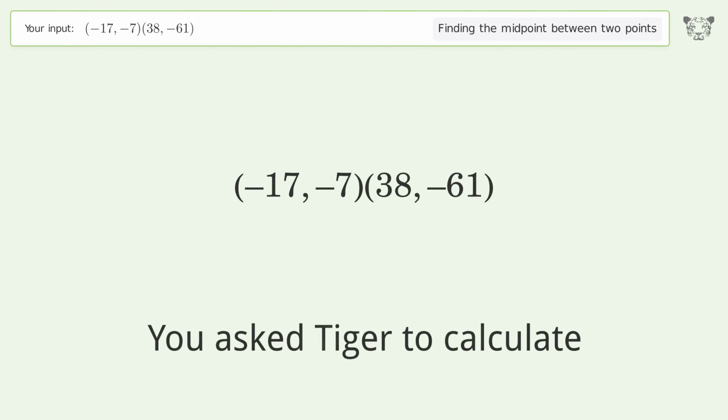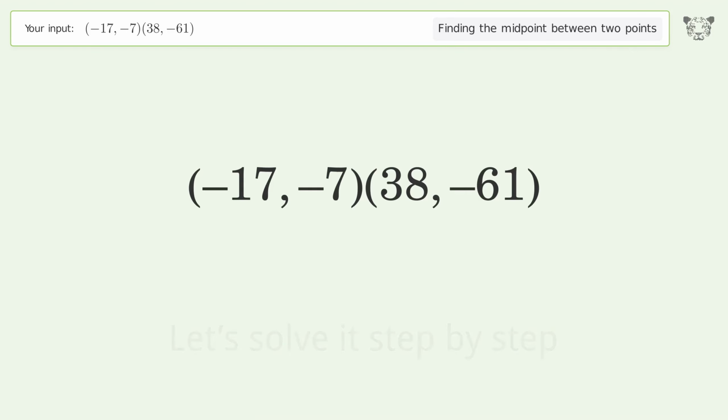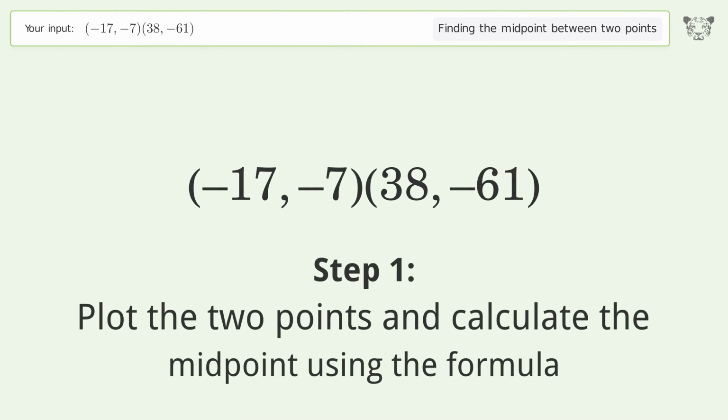You ask Tiger to calculate. This deals with finding the midpoint between 2 points. The midpoint between the 2 points is (10.5, -34). Let's solve it step by step. Plot the 2 points and calculate the midpoint using the formula.